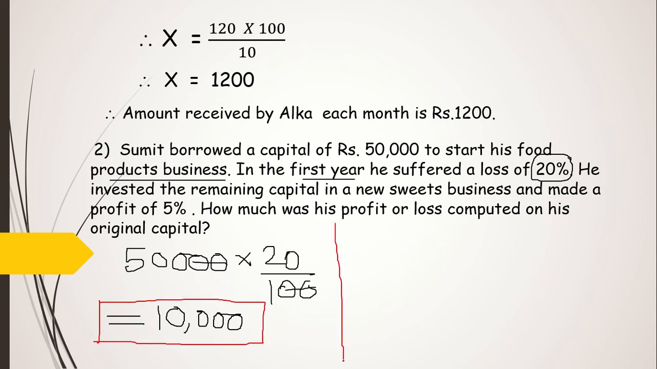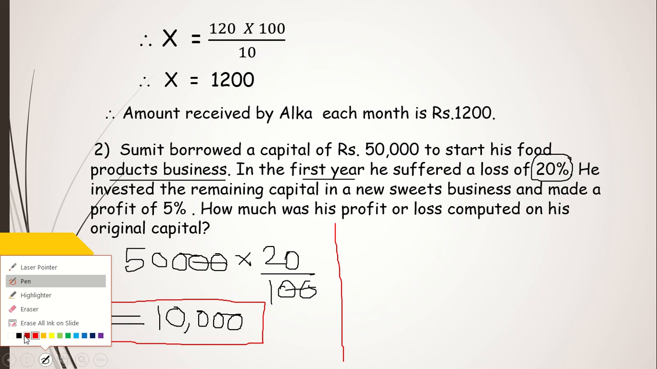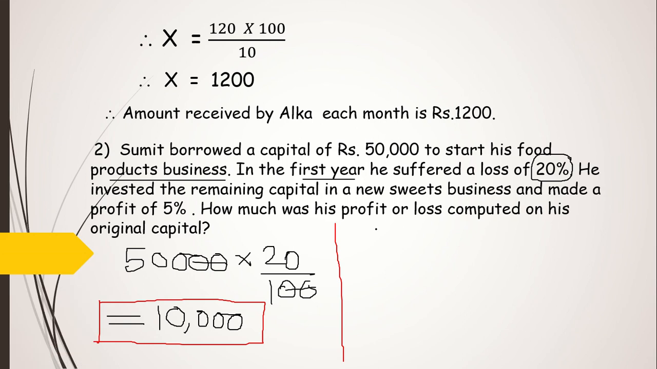So after he has lost rupees 10,000, let's see what money remained with him in the second year. He started off with 50,000. In the first year he lost 10,000. So the money remaining with him for further business is now only rupees 40,000. He invested the remaining capital, that is this 40,000, in a new sweets business.